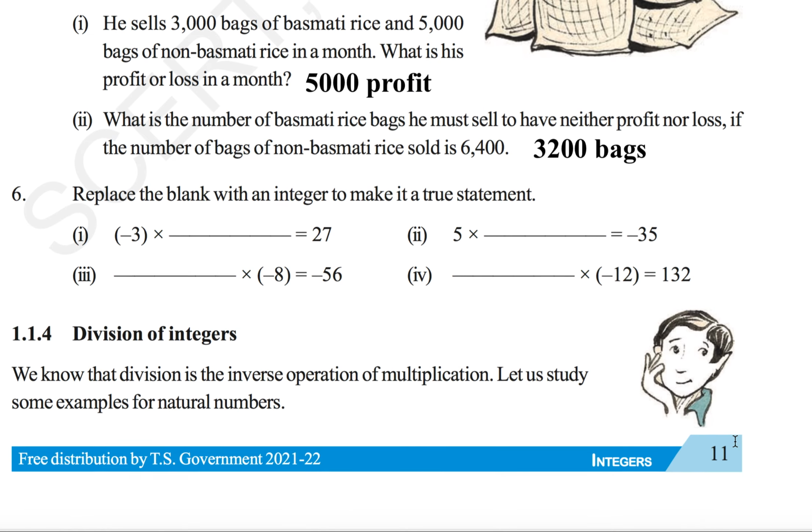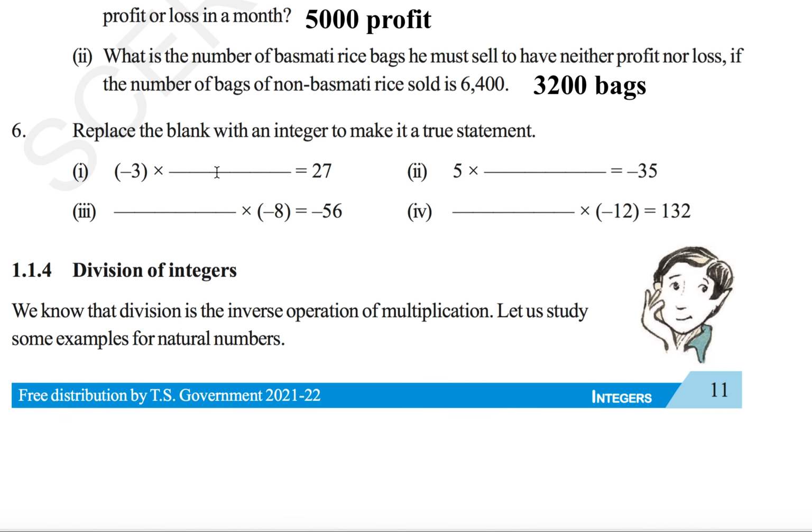Replace the blank with an integer to make a true statement. Okay, this is minus 9. What about this? 7. Which 7? Minus 7. What about this? 7 times 8 is 56. What about this? 11. Yes, 11 times 12 is 132.